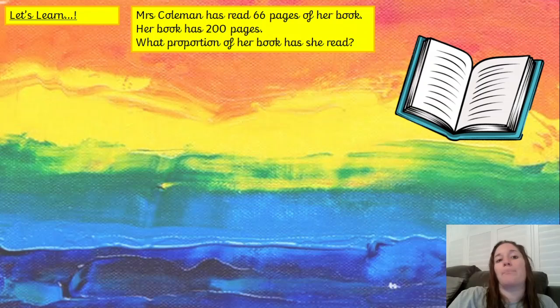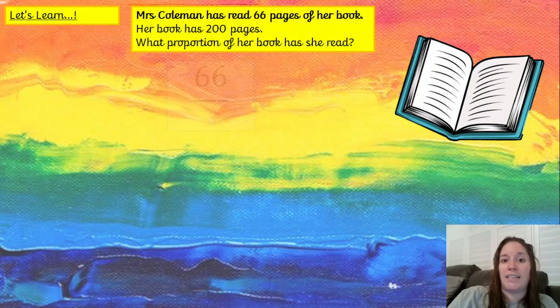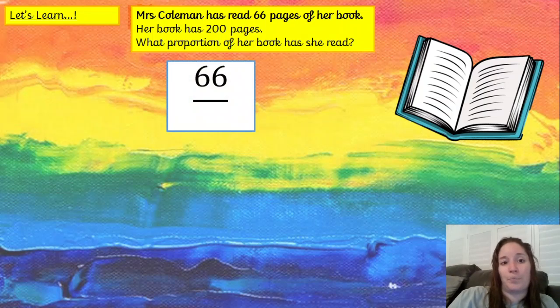Okay, one more then. Mrs. Coleman has read 66 pages of her book. Her book has 200 pages. What proportion of the book has she read? So we know that I've read 66 pages of my book, and my book has 200 pages. So we've got 66 over 200.